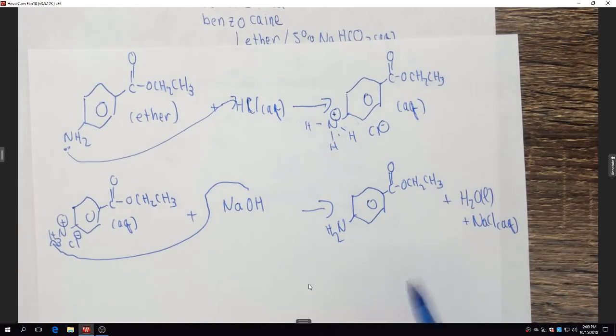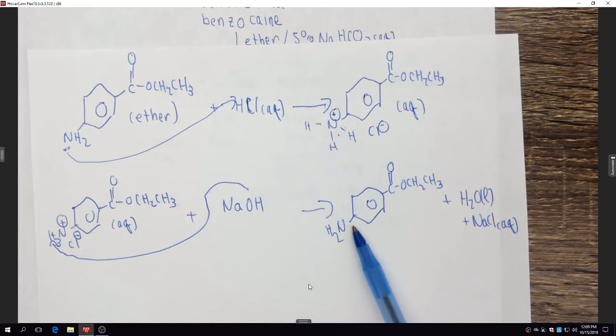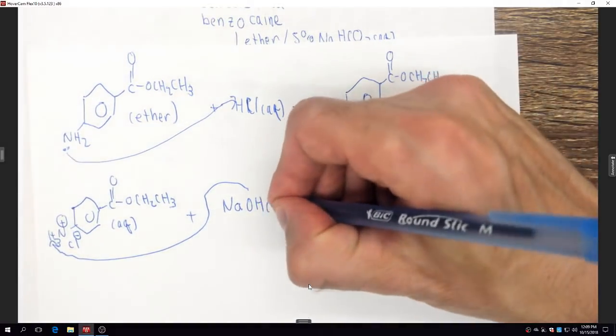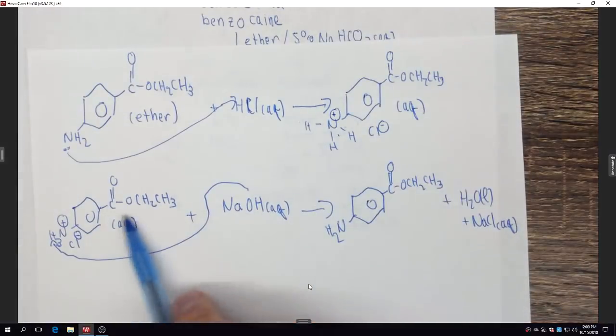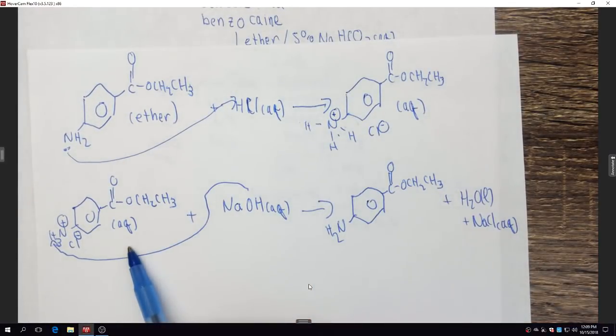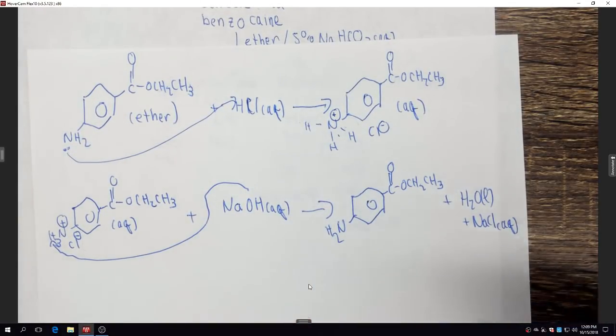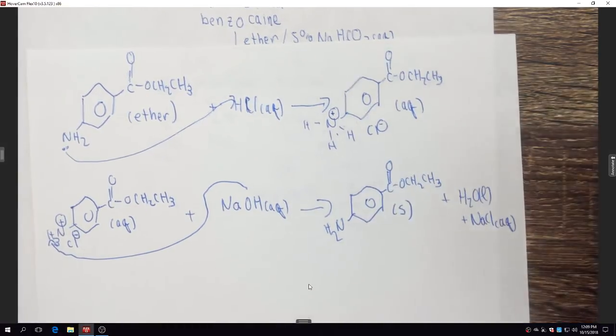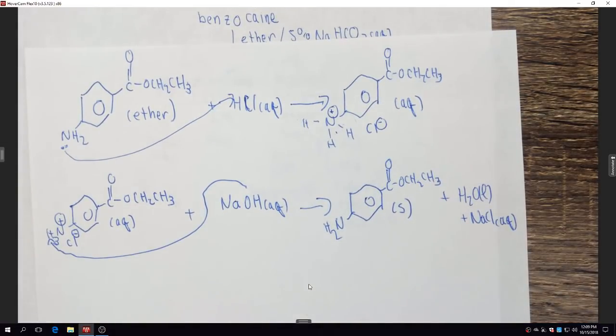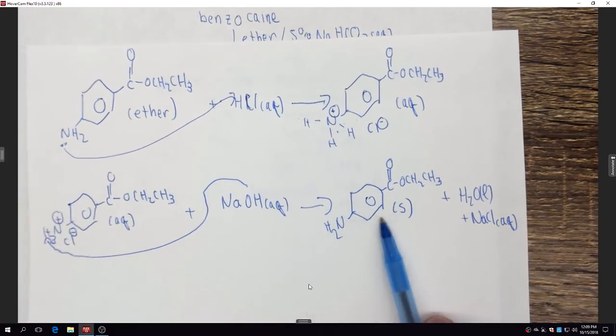Okay? What is the state of matter of this? Remembering that you got rid of the ether. You drained off the aqueous layer and you put it in a separate container. This will precipitate as a solid because there's no ether around for it to dissolve in. So this becomes a solid.